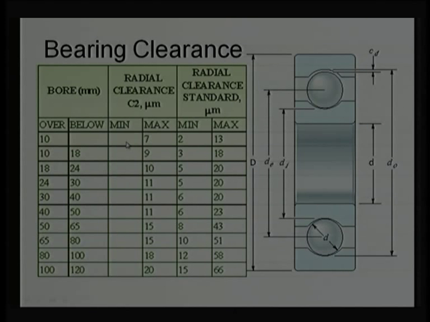Minimum value here is 0, so 0 to 7 microns. Coming to the second category, the second range of 10 to 18 mm, what we are getting is 0 to 9 microns. You can see in this case the available range is relatively smaller compared to this range. So, these bearings can be used for more precise operations.